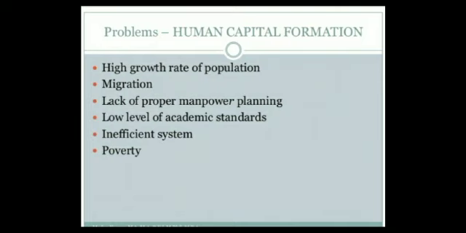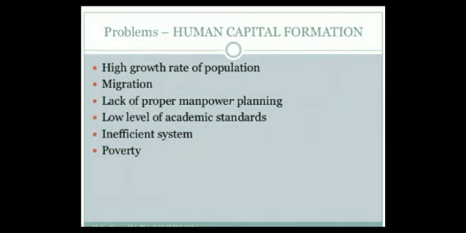Second, migration. Migration is a main cause of brain drain, as people migrate from one place to another in search of better job opportunities and handsome salaries. It leads to the loss of quality people like doctors, engineers, etc., who have high caliber and are rare in the developing countries. The cost of such loss of quality human capital is very high.